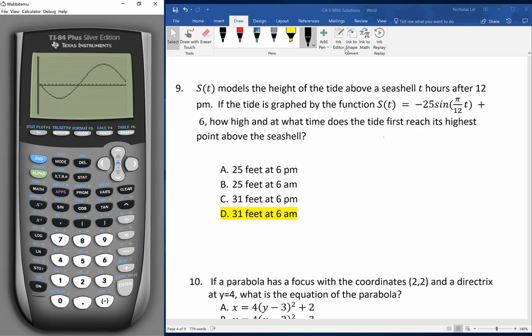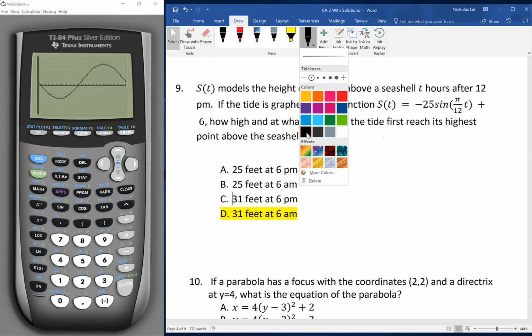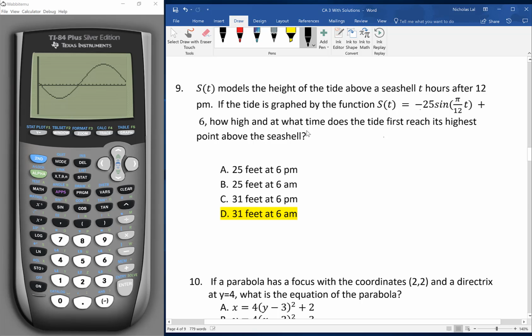And this makes sense because this is a negative sine function. For a negative sine function, first you start at your midpoint. Normally you go to a maximum, but because it's a negative sine function, you're going to go to a minimum, and you go back to the midpoint, then you go to your maximum, and you go to your midpoint. And so we need to find the maximum.